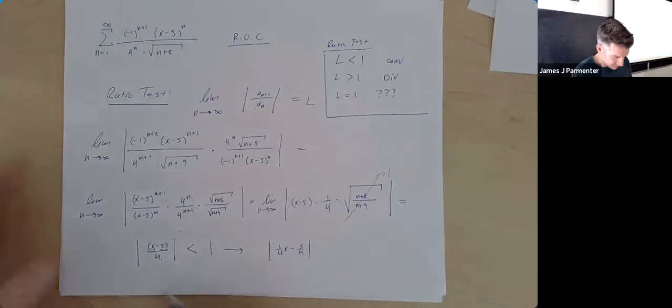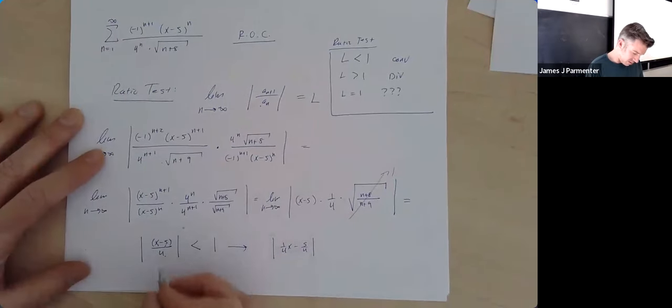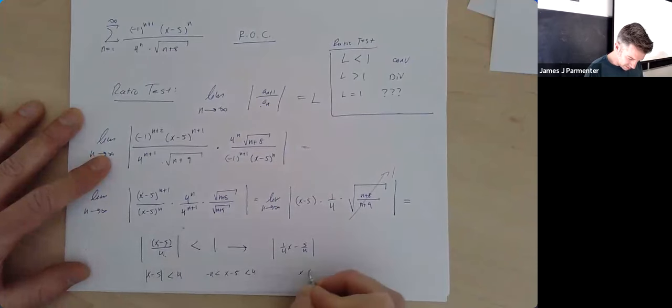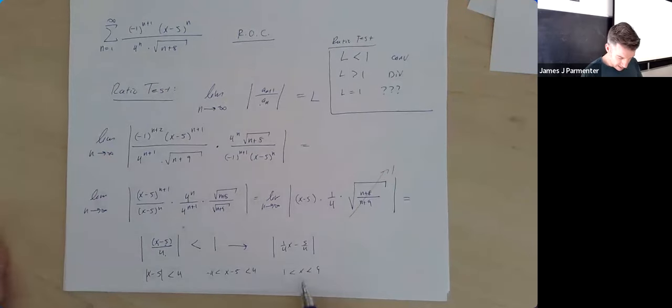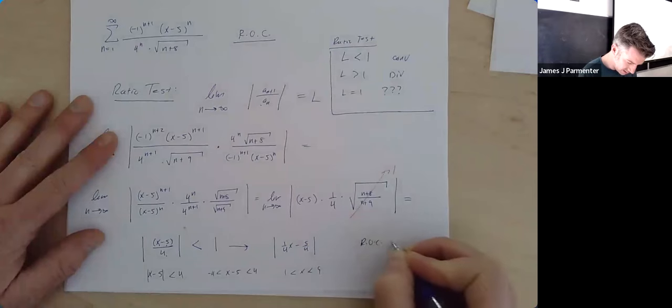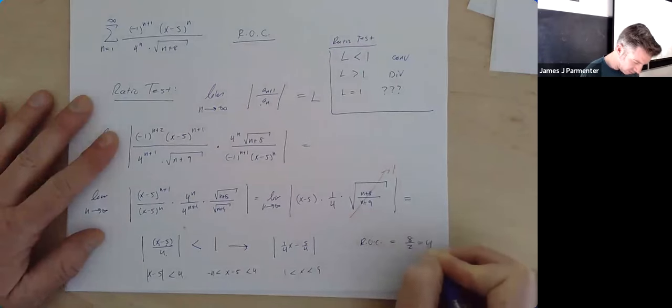But really, what I would probably do if I was showing my work is I would multiply both sides by 4 and say great, x minus 5 in absolute value is less than 4. And then x minus 5 is between 4 and -4. So x is between 9 and 1. And then the distance from 9 to 1 is 8, and 8 divided by 2 is 4, and that's your radius. So the radius of convergence is 8 divided by 2, which is 4.